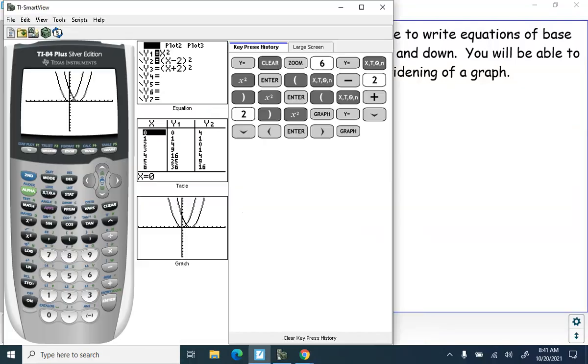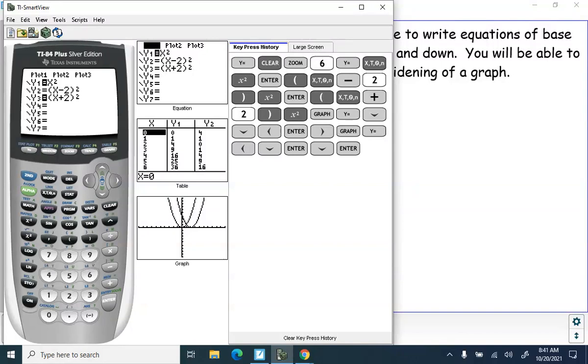Now if we go to our y equals again and unhighlight the second one, equal sign, and then hit enter on the third equal sign. What it will do is that will just graph the first and the third, and we hit graph. Here's our first graph. Here's our second graph.